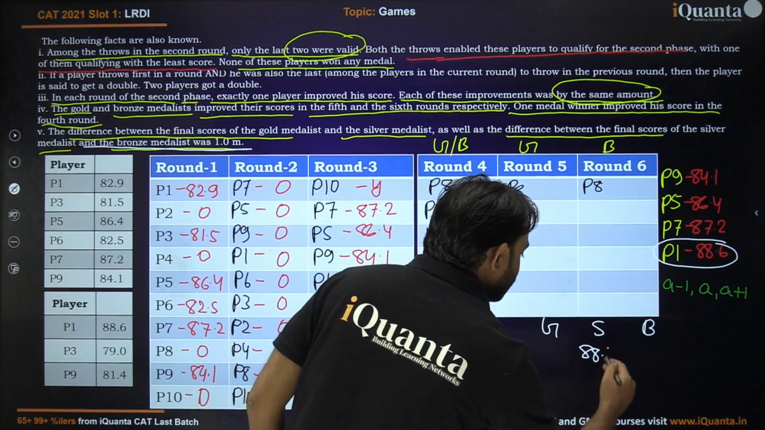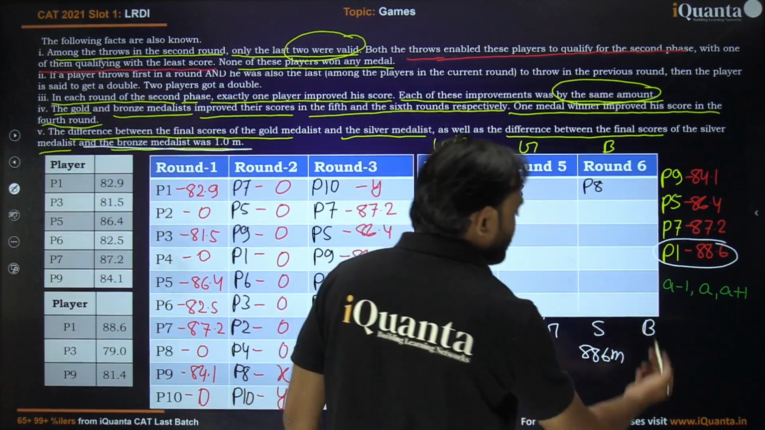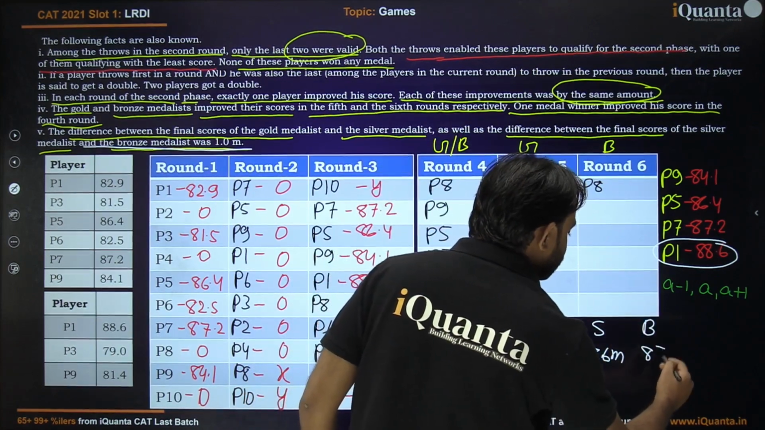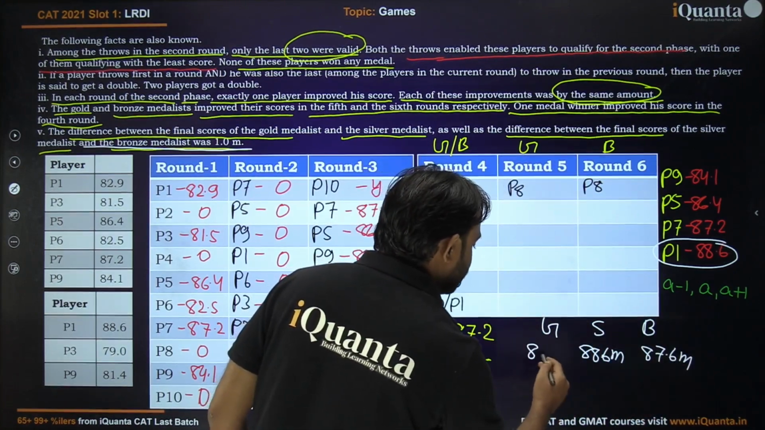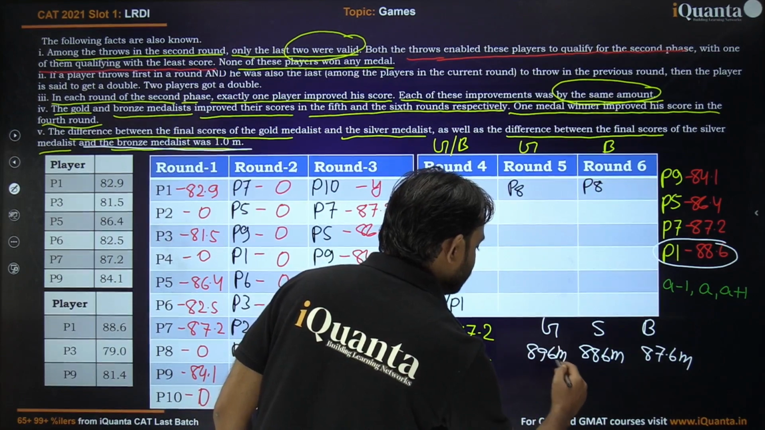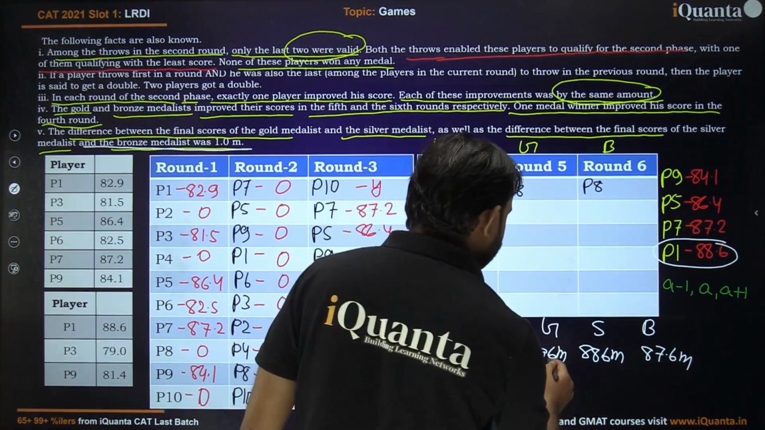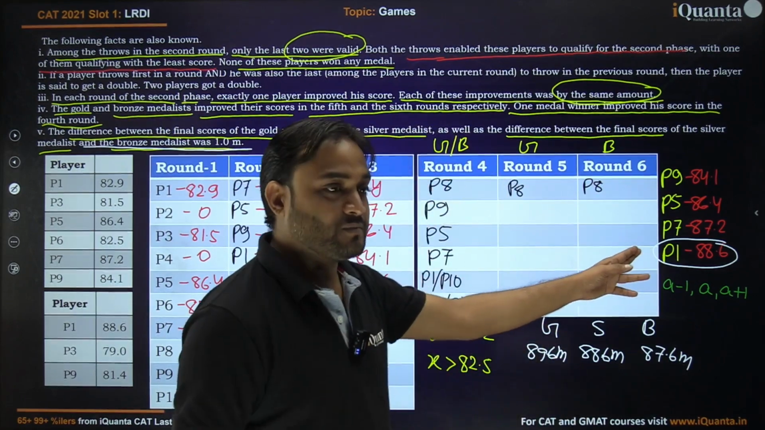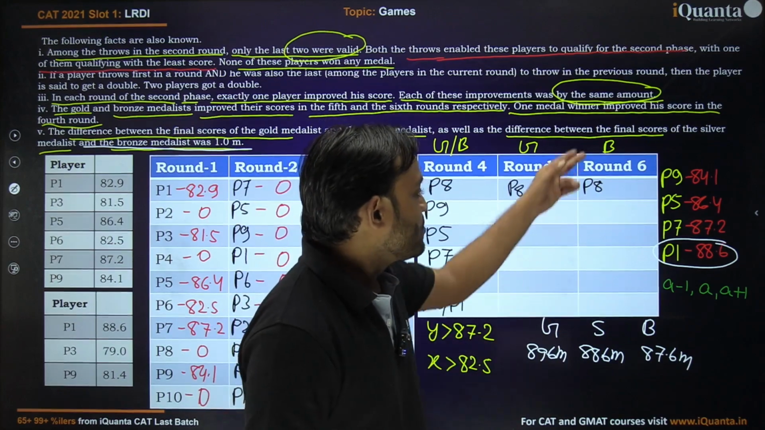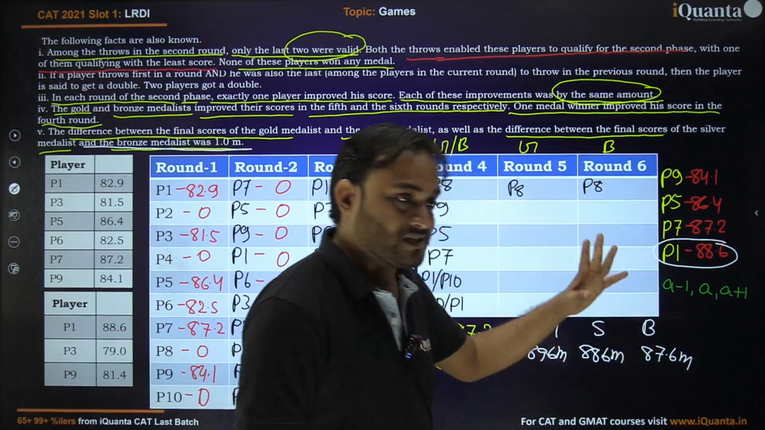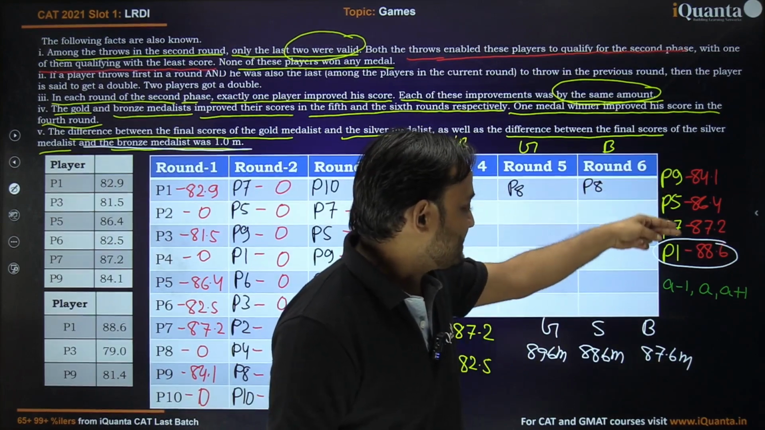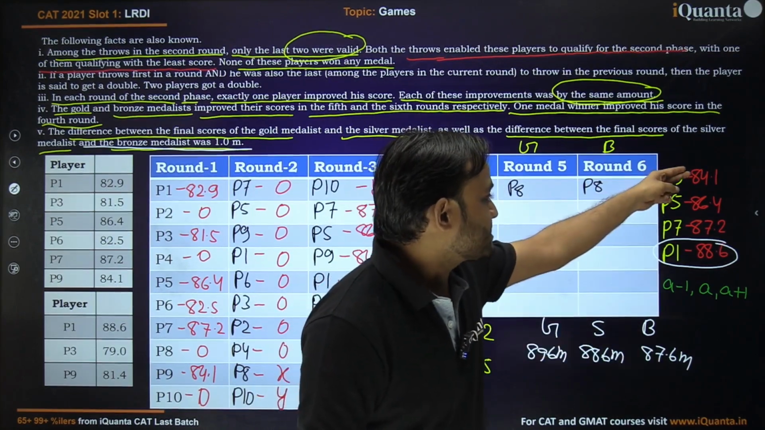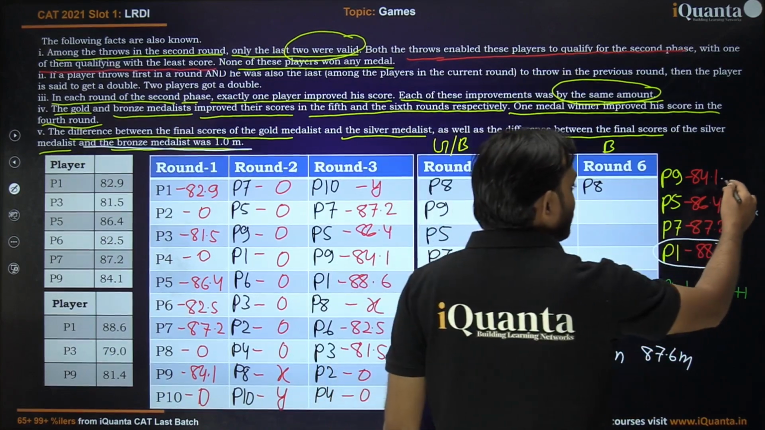So if P1 got 88.6 meters, the bronze player must have gotten 87.6 meters and the gold medalist must have gotten 89.6 meters. Now, P1 is fixed, right? P1 is fixed, the silver medalist. Now, let's try to see who could have gotten 87.6. P9, if we take P9 could have gotten 87.6, then he must improve by 2.5.